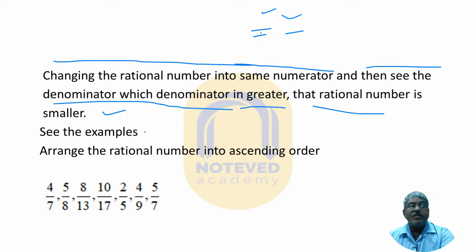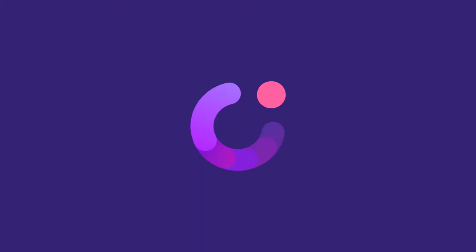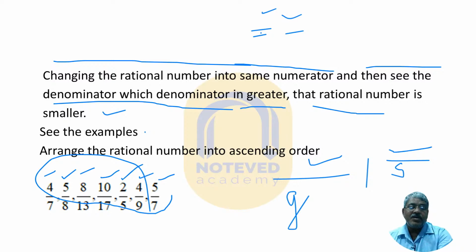But when the numerators are same, then the greater denominator gives the smaller fraction. Now you see in the above examples, 4 by 7, 5 by 8, 8 by 13, 10 by 17, 2 by 5, 4 by 9 and 5 by 7. These have different numerators as well as different denominators. How do I solve it? You see here.